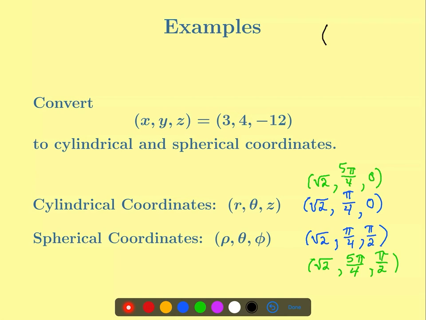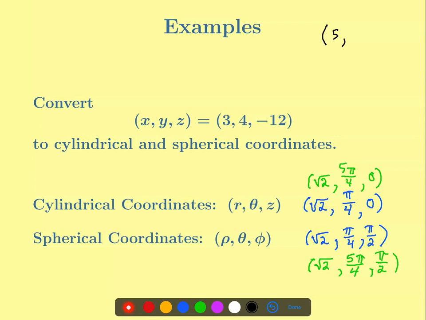So this will be r theta z first, r. Well, we get r by taking x squared plus y squared. So 3 squared plus 4 squared, that's 25. And we want to take the square root. So that's going to be 5.